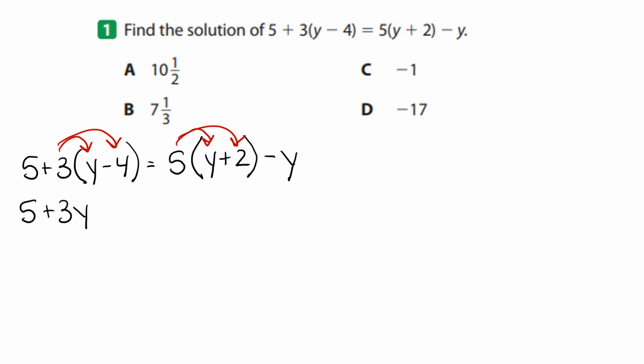3 and y together make 3y. 3 and 4 make 12. In the second set of parentheses, 5 and y make 5y. 5 and 2 make 10, and the minus y stays the same. When it comes to combining like terms, we can combine the 5y minus y.